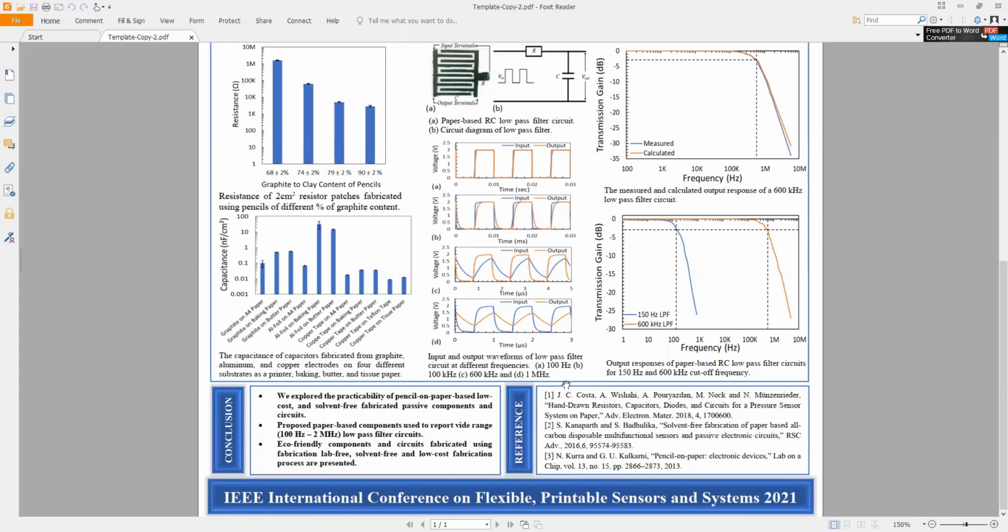In conclusion, we explored the practicability of pencil and paper based, low cost and solvent free fabricated passive components and circuits as filter circuits. Also, our fabricated components and circuits are low cost and solvent free fabricated.